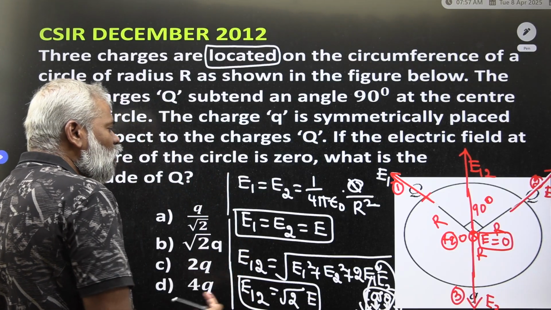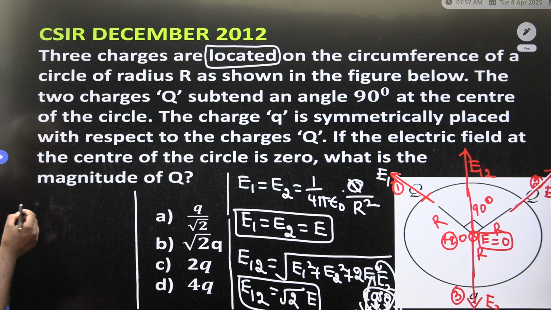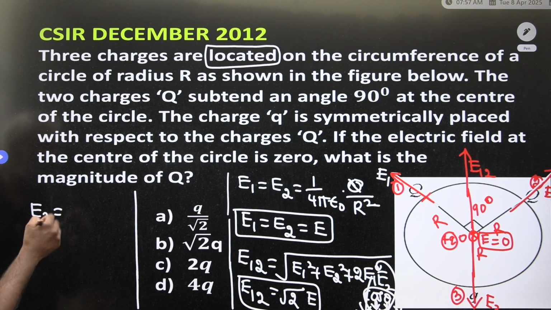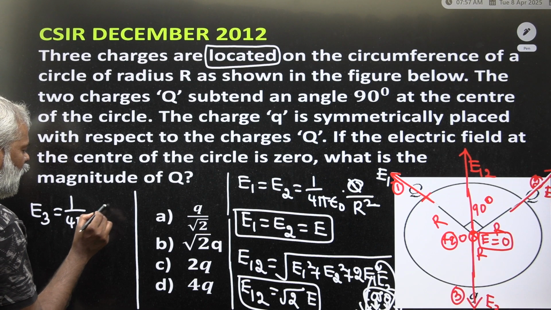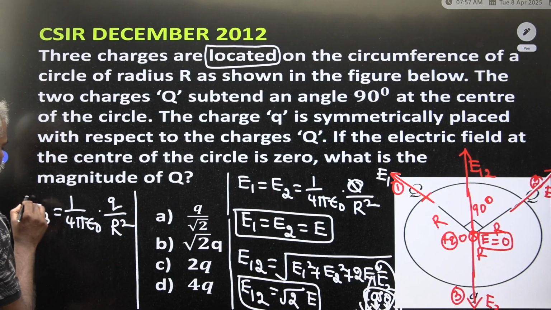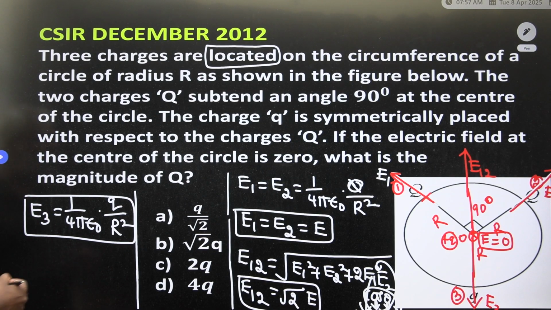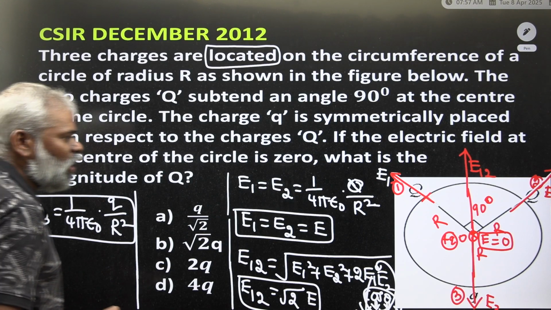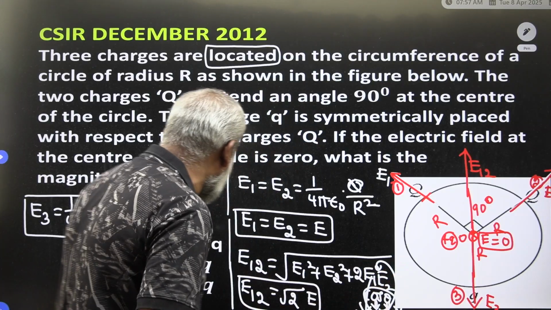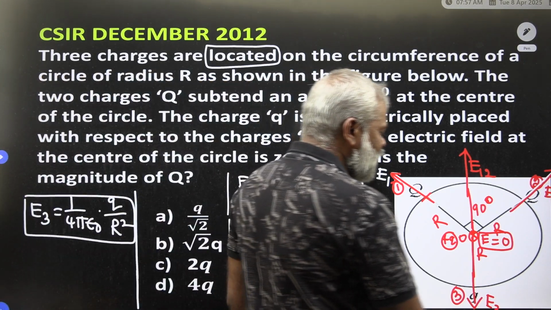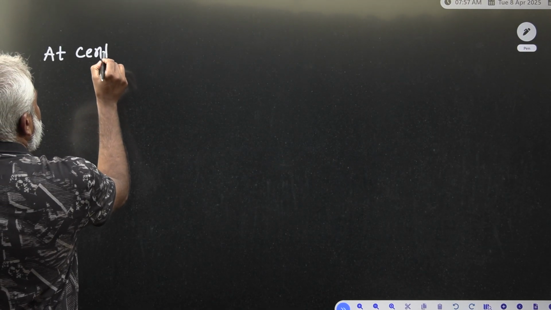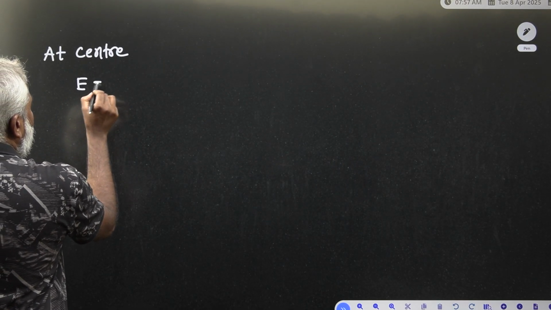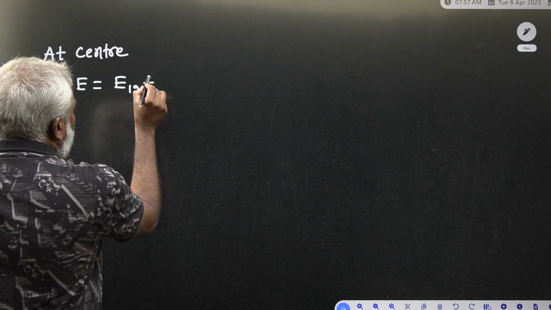Clear? So, now we need to calculate E3. How do we calculate E3? Due to the small charge q, that is 1 by 4 pi epsilon naught into small q divided by r square, that is E3. Based on your diagram, the net field at the center, E, is equal to E12 plus E3.